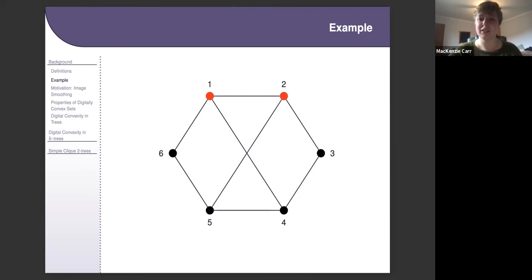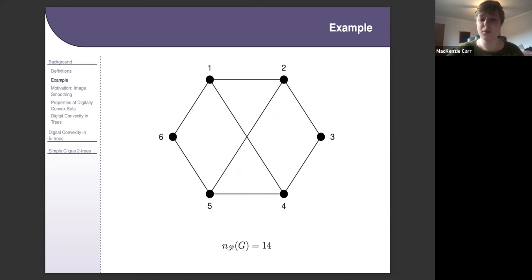If we add in the vertex 2, then we no longer have a digitally convex set, because if we look at the neighborhood of this set, then every other vertex is in the neighborhood. So 3, 4, 5, and 6 are all neighbors of 1 and 2. So none of them have any private neighbors with respect to the set. So this is not a digitally convex set. And in total, we'll get 14 digitally convex sets in this graph. So remember that we always have the empty set, we always have the entire vertex set, and then we would get 12 others.